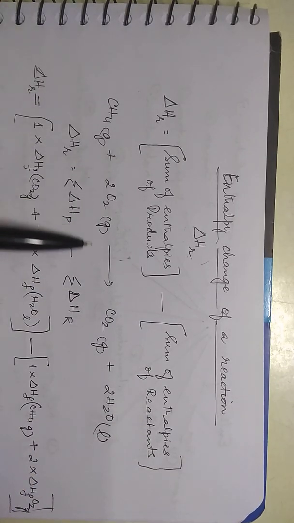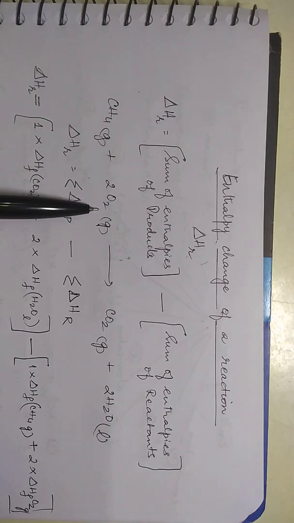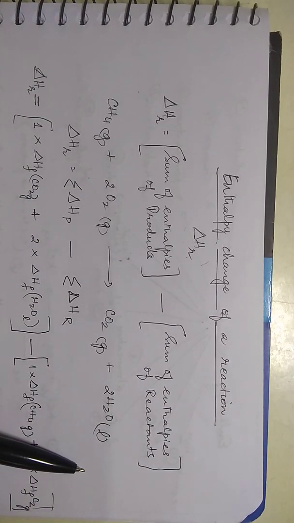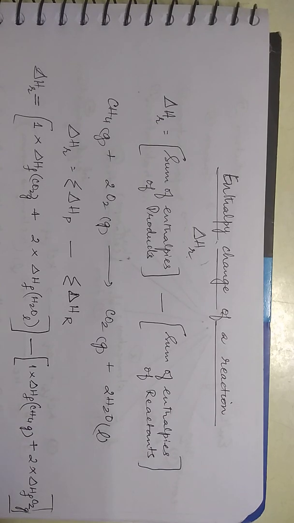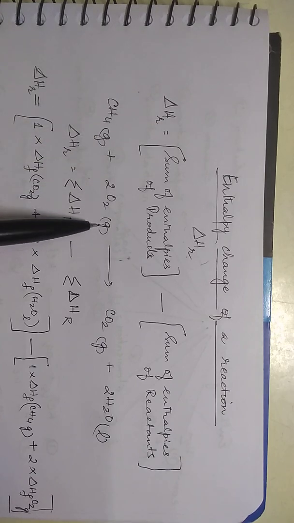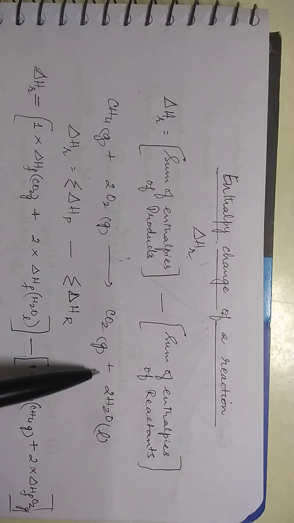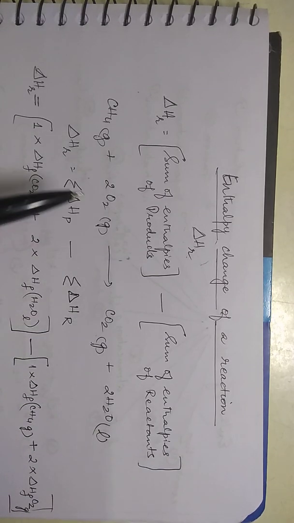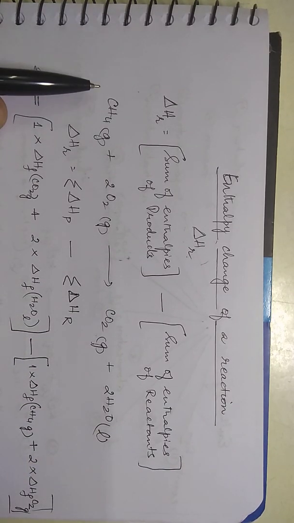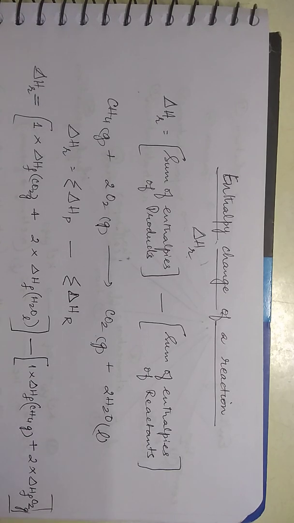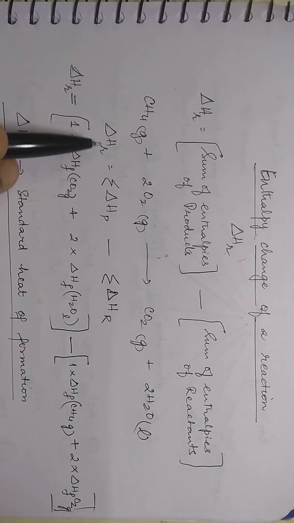Now supposing this is your reaction, methane plus 2O2 gives CO2 plus 2H2O. This is the equation. Once you start with thermodynamics, please remember children, you have to write the physical state of each and every substance. Gas or liquid, you have to represent it compulsorily. This is very, very important. You will understand the importance in the foregoing topics.